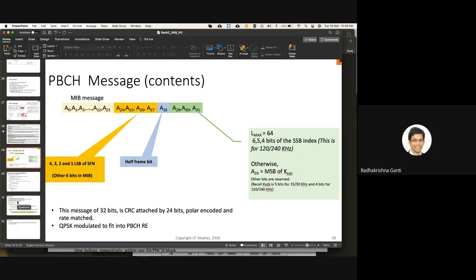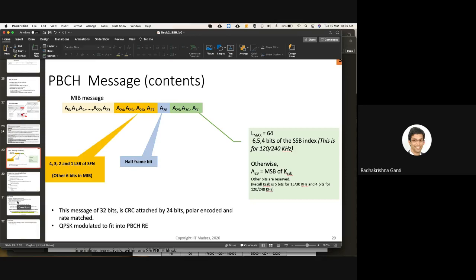Okay, so this concludes SSB decoding. At this point, what do we know? We know the frequency location, we know the time location, we know the system frame number, we know the OFDM symbol number, we know the half frame. So we know a lot about the system. And we know the subcarrier spacing it's going to use for coreset 0, which carries the SIB1 messages.